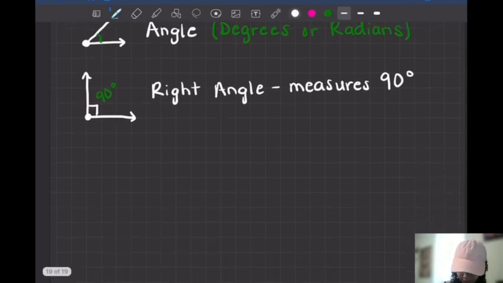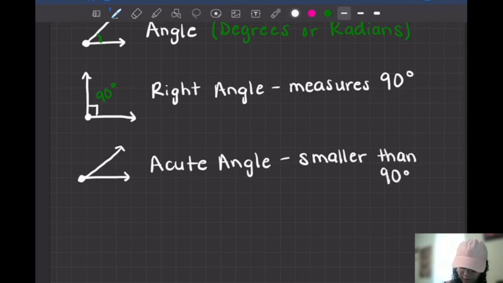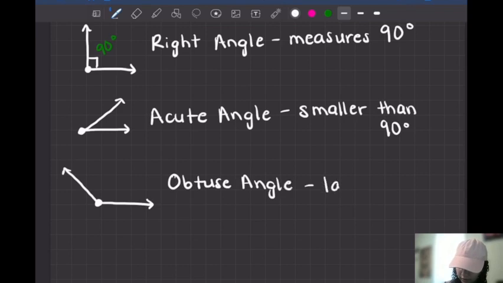An acute angle is an angle that is smaller than 90 degrees. And then an obtuse angle is an angle that's larger than 90 degrees.